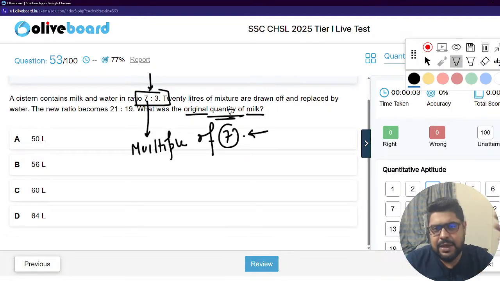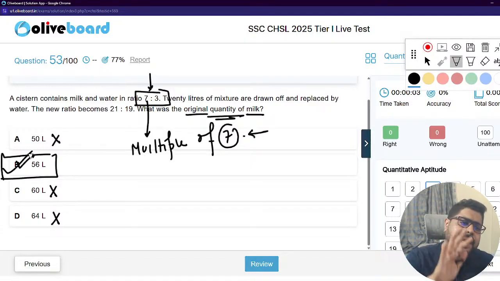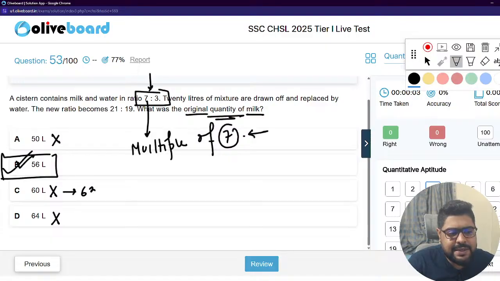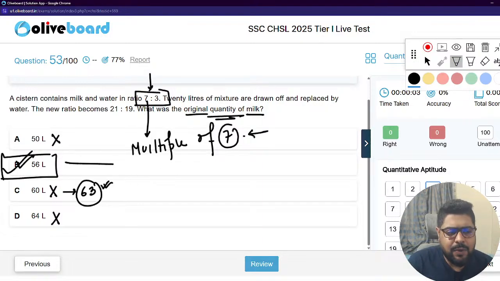But again, that is why I have given you the method, because then only you will understand why you need these methods. Sir, 50 is not a multiple, 60 is not a multiple, 64 is not a multiple, only 56 is a multiple. That's your answer. Now you might say, sir, what if it was 63 instead of 60? What would we do then? Then I now have two options, 56 and 63. Then I'll just do the next part.